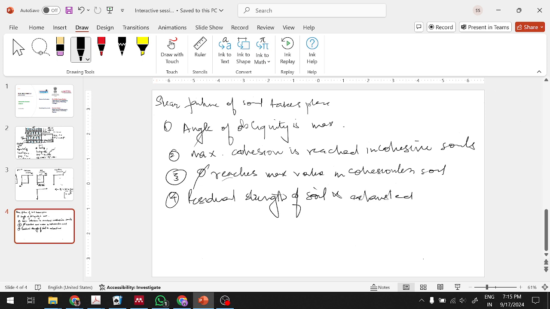Okay, so give me 1 minute. I want to just check one thing. As far as I know, the angle of friction and obliquity maximum. I'm sorry, just 1 minute.